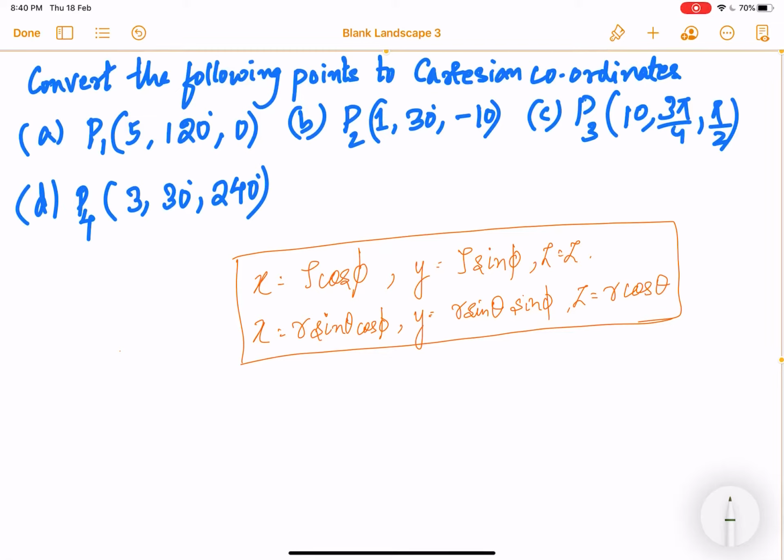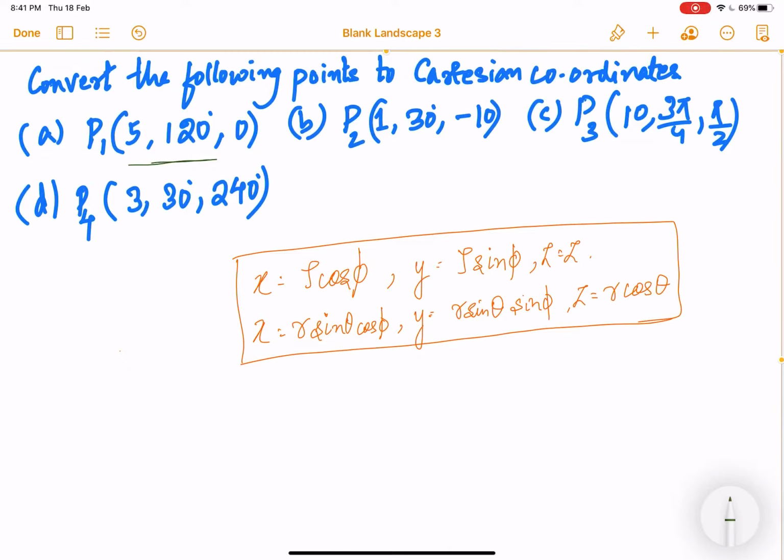Okay, hello everyone. Let's solve another question from the same book, Principles of Electromagnetics, first chapter, Coordinate Systems and Transformation. These are the problems given at the end of the chapter. This is the first question. It's a simple question where you have to convert the particular coordinates into Cartesian coordinates.